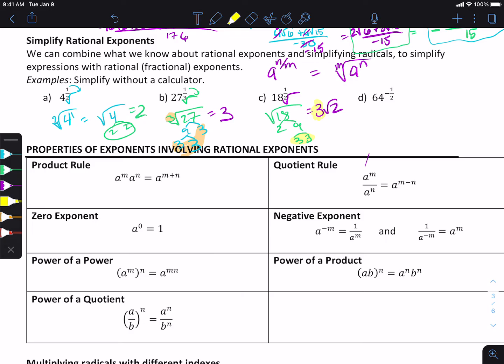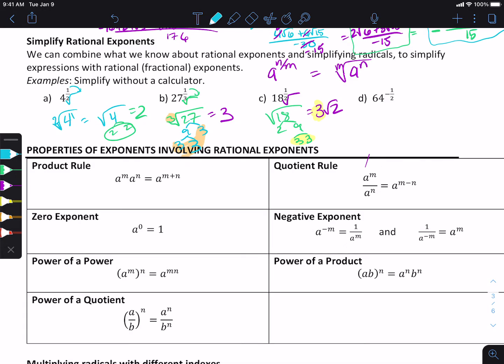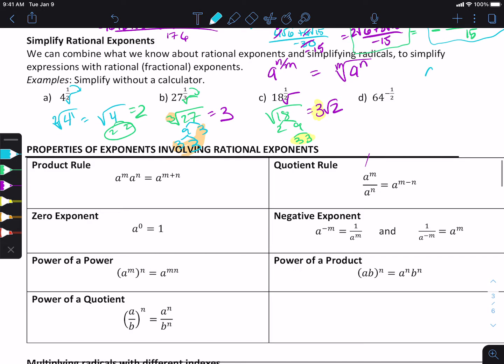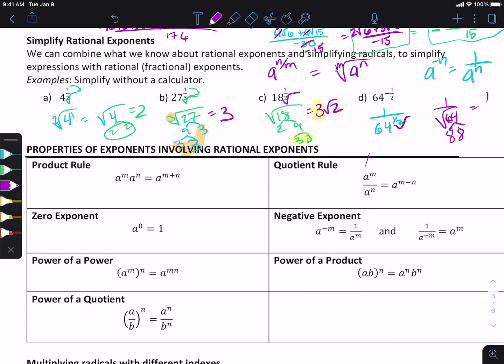Okay. Now, this next one, we have to remember some information about our negative exponents. When you have a negative exponent, it's the same thing as 1 over the base with the power to the positive exponent. So this is the same thing as 1 over 64 to the 1/2 power. So now I'm going to look at the 1/2 power. So I'm going to take the square root of 64 to the first. Well, 64 is 8 times 8, so then this will simplify to 1/8 because the pair of 8's come out.